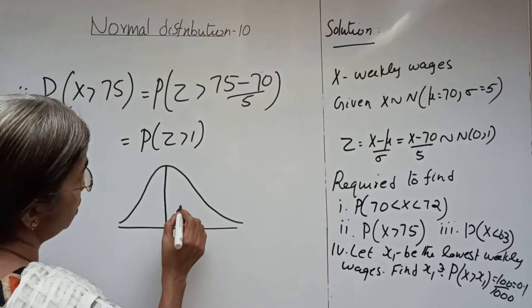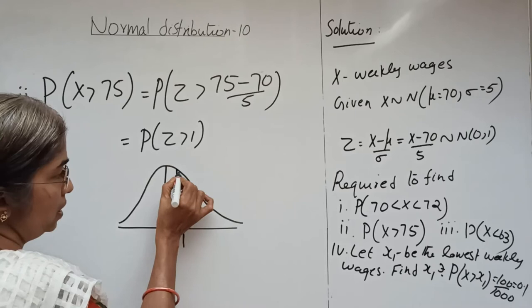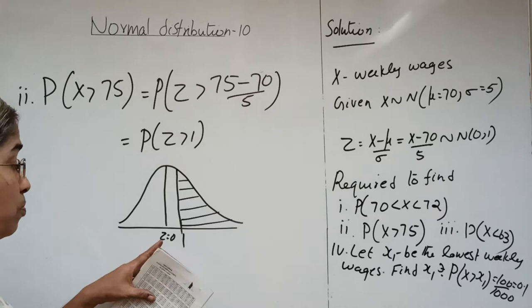I'm drawing a rough figure. Z equal to 0. Here we mark the point 1, and we require the area z greater than 1. This is the required area, z greater than 1, isn't it? Z greater than 1 means from 1 up to infinity. That is, we want probability 1 less than z less than infinity.